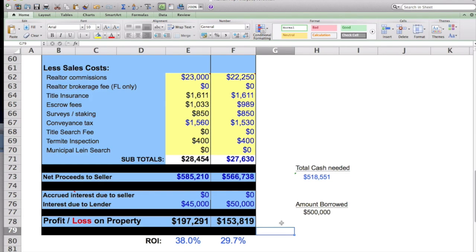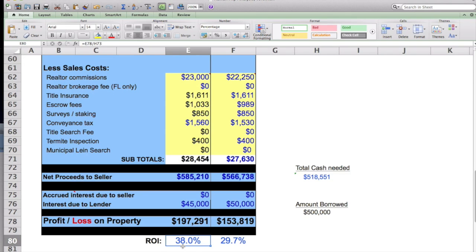So what's left after we pay off a lender is going to be our profit on the property. This particular deal is going to net us 197,000, which is 38%. Now keep in mind the 38% is based on the total cash we needed and the profit that we made. So this 38% is our ROI for the deal. If we're going to annualize it, then we would turn the 9 months into 12 months.